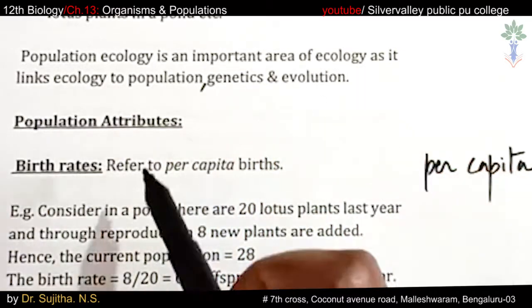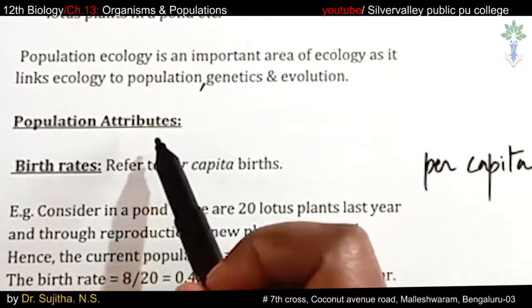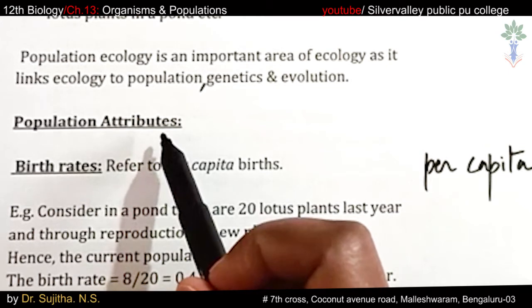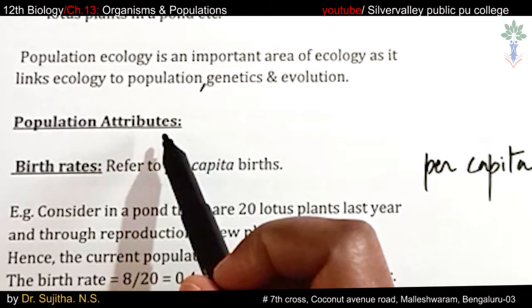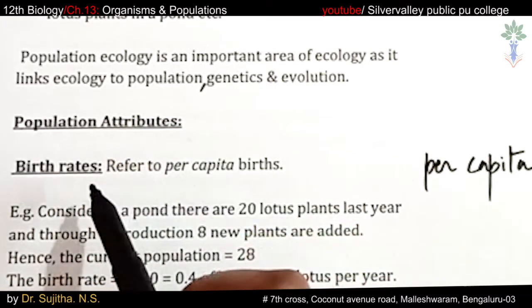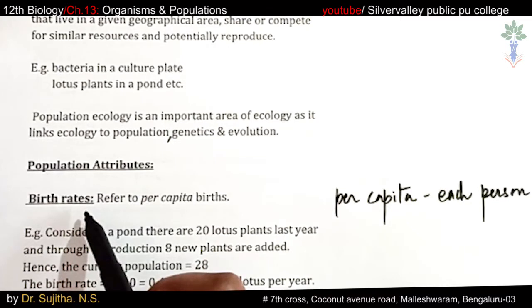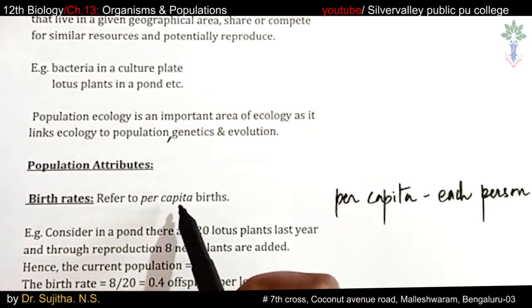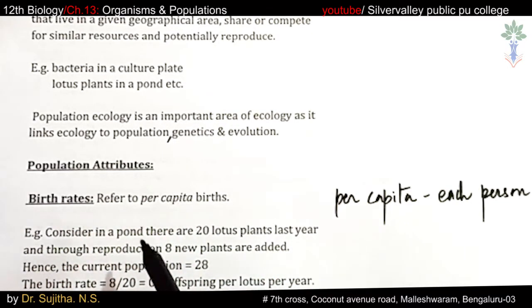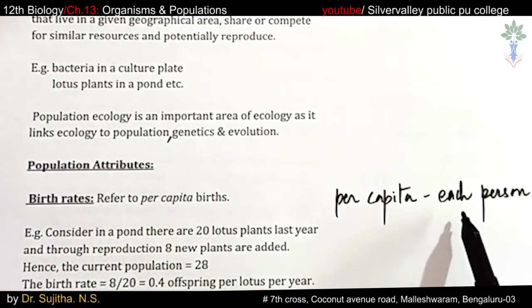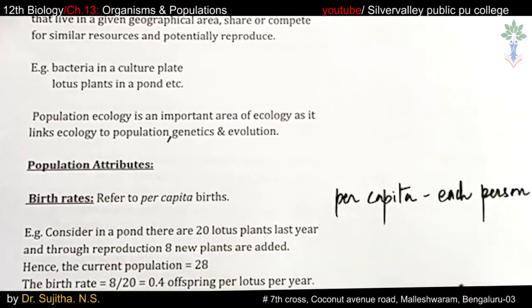The next one is the population attributes. Attributes refers to the characteristic features. So the characteristic features of a population are, the first one, birth rate. Birth rate is defined as per capita birth. Per capita means per person or each person.